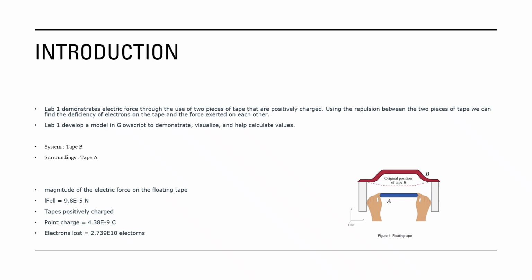The results of this were: the magnitude of the electric force on the floating tape was 9e to the negative 5 newtons, and the tapes were positively charged. The point charge of the tapes was 4.38e to the negative 9 coulombs, and the electrons lost was 2.739e to the 10th electrons.